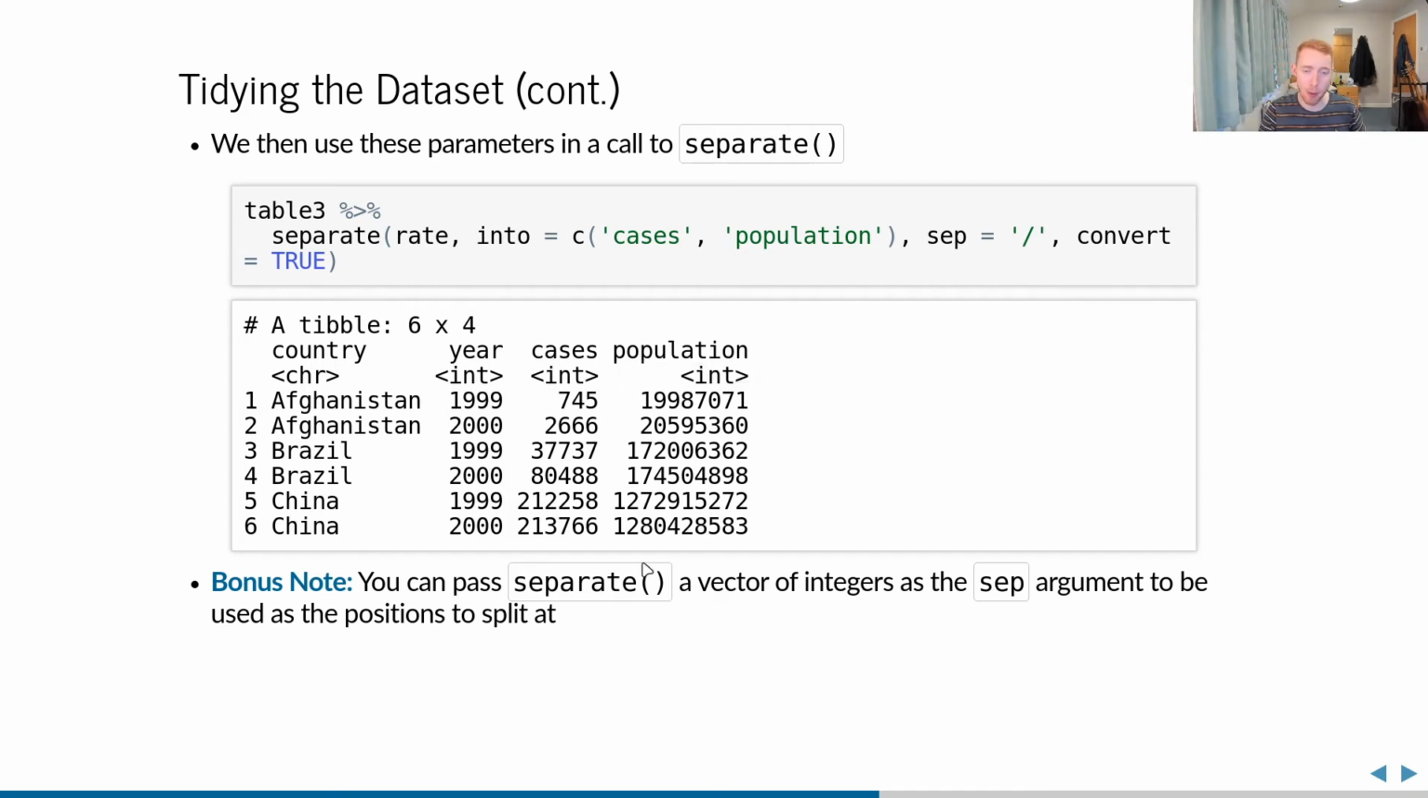And so a bonus note that we'll look at in the homework, separate can also use a vector of integers as the sep argument, which will say exactly where to split things. Maybe there is no separating character. Say if you have the time in military time, you want to extract the hours and the minutes, then there's no separating character, but you know that the first 2 are the hours, the second 2 are the minutes. And so you could specify using numbers what that is. But we'll see that in the homework, or you can look at the documentation, question mark, separate.